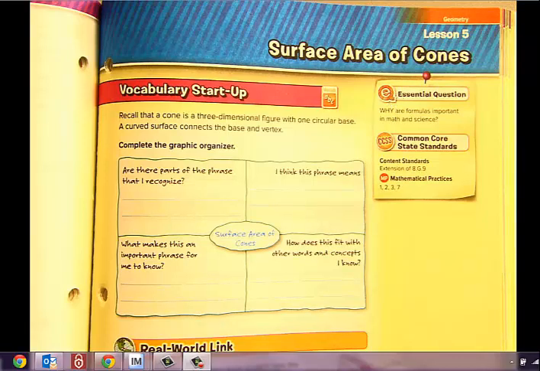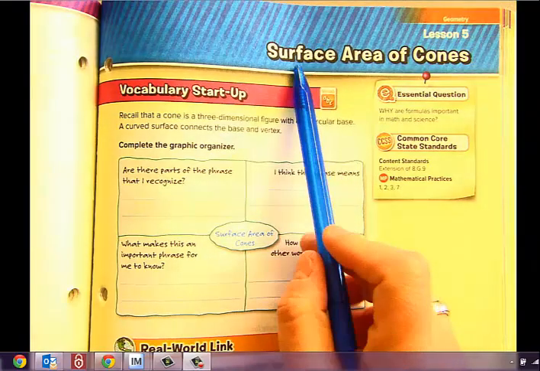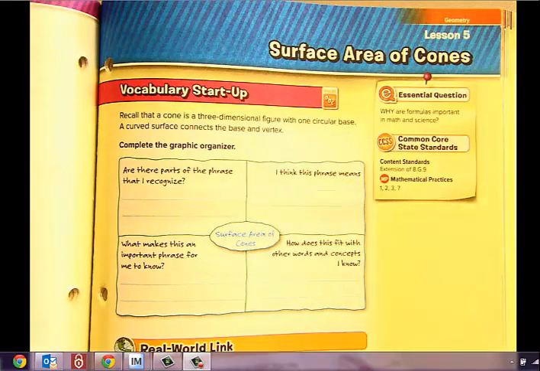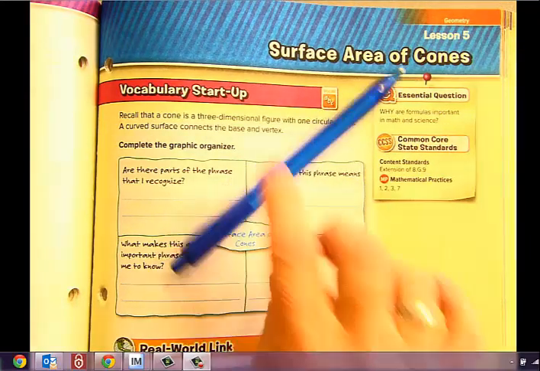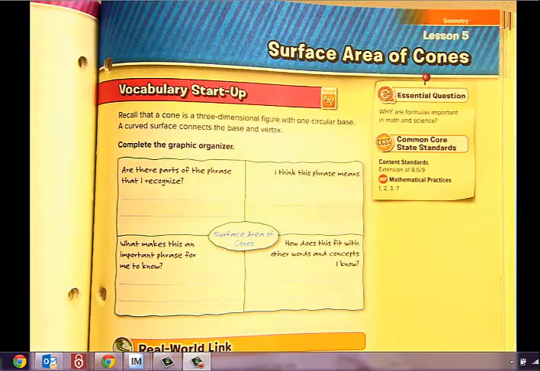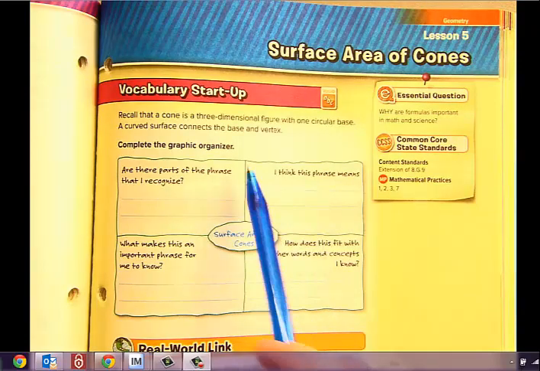We're back for lesson 5 in our geometry unit. And today we're talking about the surface area of cones. Hopefully you remember that from yesterday's homework when we did surface area of cylinders. Surface area is the outside area. If I wanted to put wrapping paper on it, surface area would be what I would cover with the wrapping paper. So let's look at this one.